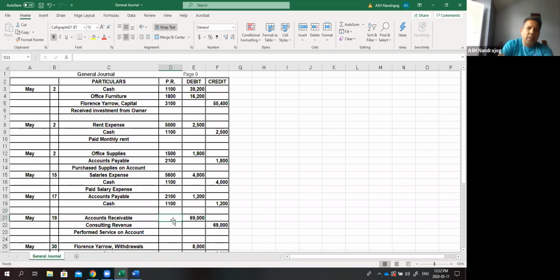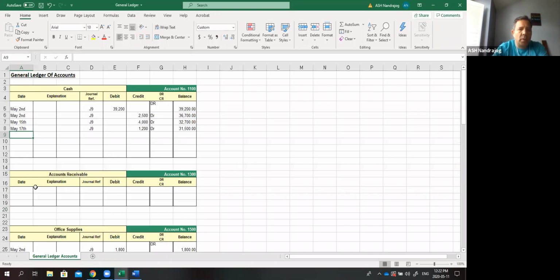Okay, then we have May 19th, accounts receivable for 69,000 is a debit, and consulting revenue is 69,000 credit. So we have to post these into the ledgers. So accounts receivable, and the date is May 19th. Okay, coming from journal page 9, it's a debit for 69,000. So the balance will be a debit of 69,000.